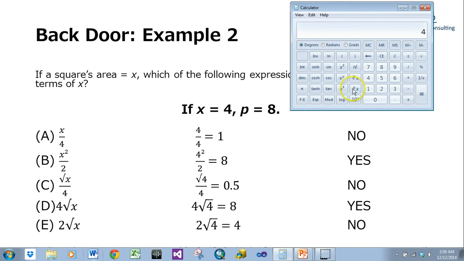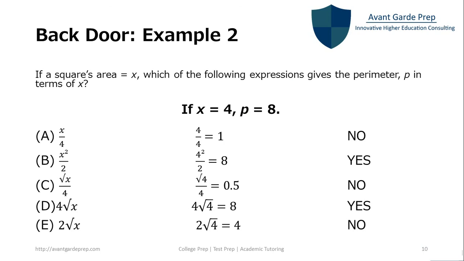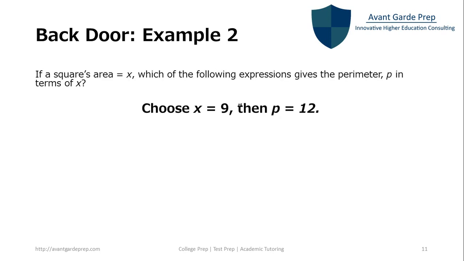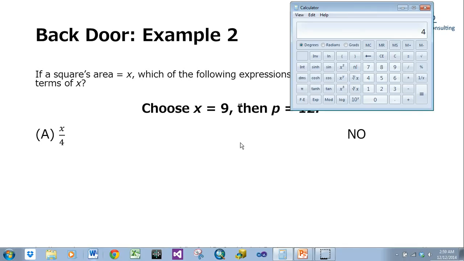So now, like we said in the introduction, we want to actually choose another number that we can use and then plug those into our other problems. So in this case, let's go with 9. That's another perfect square. So we'll use 9. And that's going to give us a perimeter of 12. And we can do that real quick.